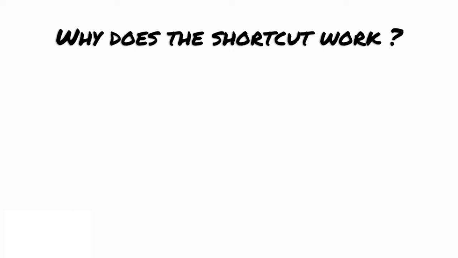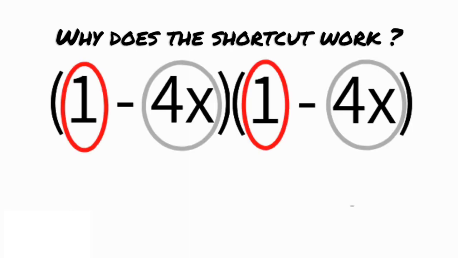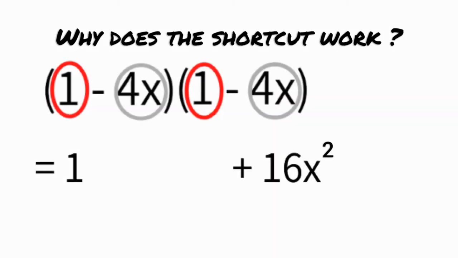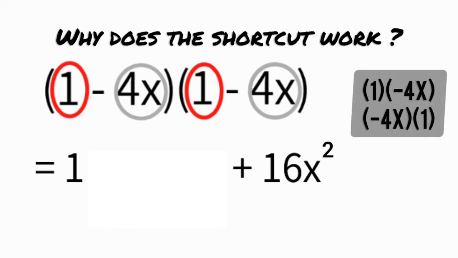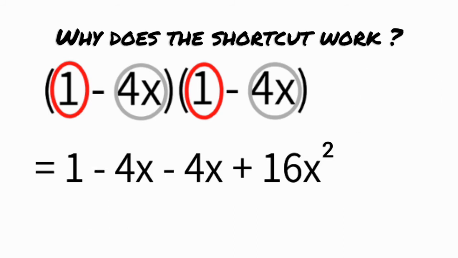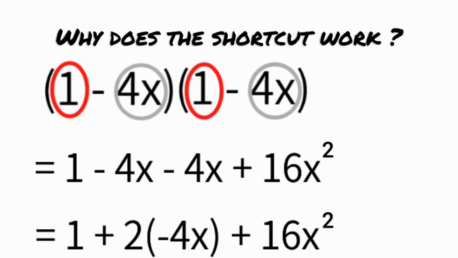The shortcut works because when we multiply out, the first and last term repeat themselves. That is why we square the first and last term. To get the middle term, we multiply the terms by each other because when we multiply out, we will multiply 1 by negative 4x and also negative 4x by 1. And as you recall, the commutative law suggests that it is the same thing. So we multiply by 2 because it's the same as writing the same thing twice.